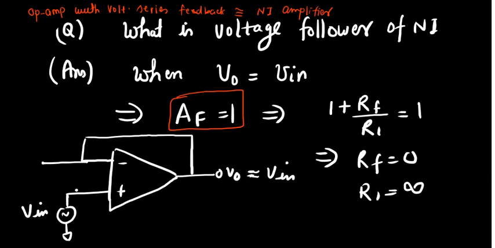So one way to do that, because your AF is 1, and we are assuming the ideal scenario, is to put RF equal to 0 and R1 equal to infinite. RF is 0 means you just wire your output to the negative terminal. There is no resistor, no RF. And R1 equal to infinite means you have to open it, right? This part. So this is the voltage follower circuit.